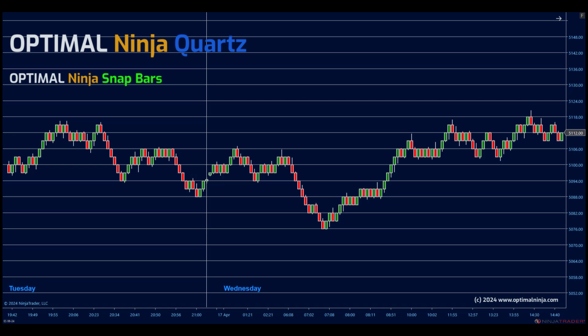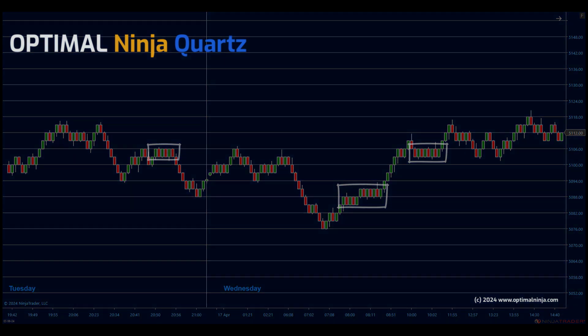But the really cool thing about this is that we can now compare indicator readings at exactly the same closing prices across sessions. So for instance, we can compare an indicator level at this price with an indicator level at exactly the same price in yesterday's session, or compare what happened at this price yesterday with what happened at this price today. And it's very simple to spot congestion zones and support and resistance simply by noting the overlapping bars. Snap bars are the foundation of all Optimal Ninja Quartz signals, so let's have a look at some of those signals with version 2 of Quartz and how we can find good entries.